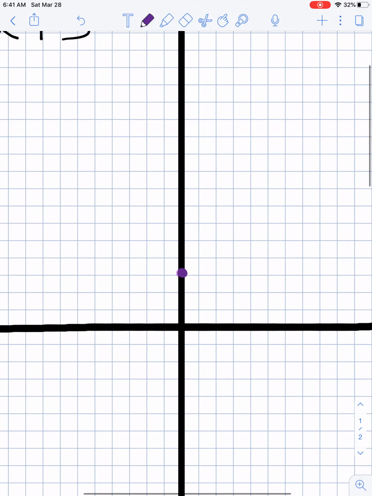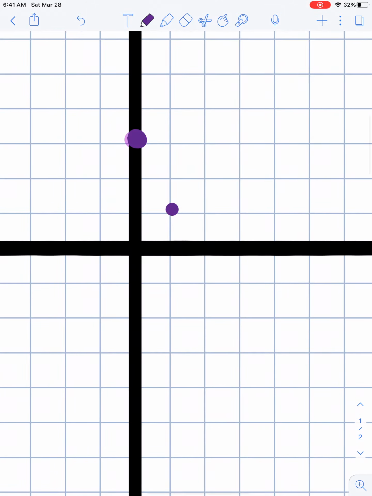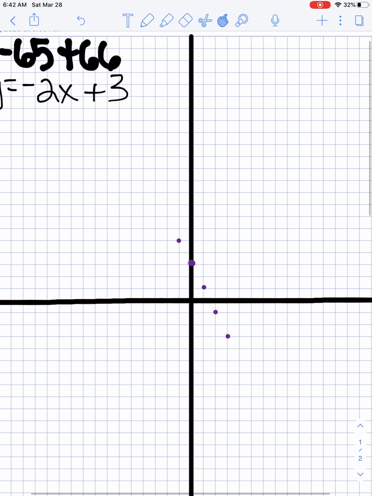Now my slope is negative 2 over 1. So that means I'm going to go down 2 from that starting point and right 1. So that's my next point. I'm going to do that again. I'm going to go down 2, right 1. Okay? And I'm going to go ahead and plot one more point going down. And then I'm also going to plot one going up from that starting value. So to go the opposite way, I would go up 2 and left 1. Okay? So those are the points that I plotted.